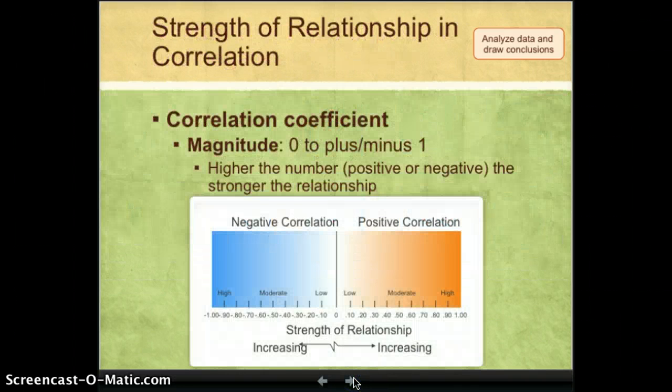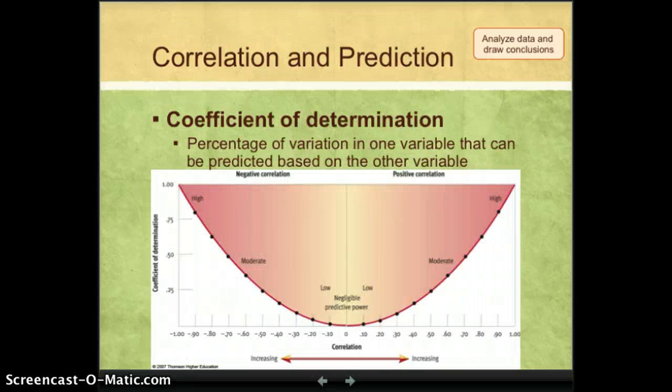So the magnitude, the strength, goes from -1 to +1. The higher the number, whether it's positive or negative, the stronger the relationship. There's another thing that we can use when we're doing correlations, and this is called the coefficient of determination. The coefficient of determination is the percentage of variance in one variable that can be predicted based on the other variable. Generally speaking, the higher the correlation, the stronger the coefficient of determination will be, the better our predictions are.